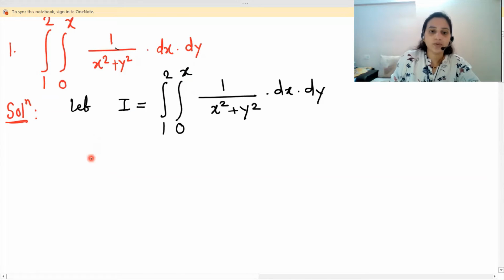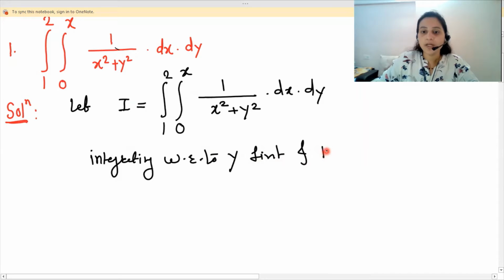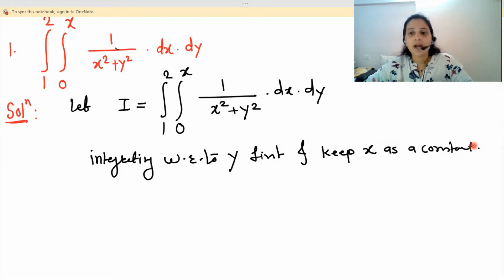Okay, so I'm going to write it: integrating with respect to y first, and at the same time we are going to treat x as a constant, right? This you should remember. When we integrate with respect to y, at the same time we have to consider x as a constant, and vice versa. Means if you are going to integrate with respect to x, at the same time you are going to treat y as a constant, right?